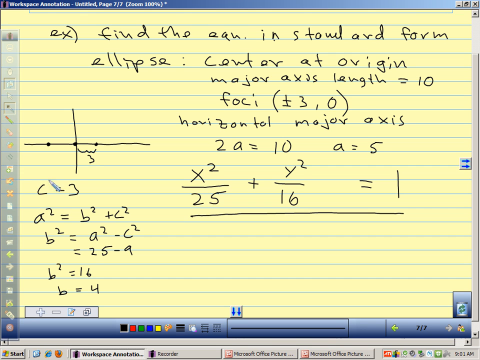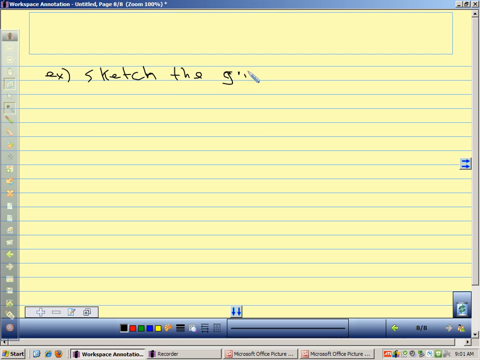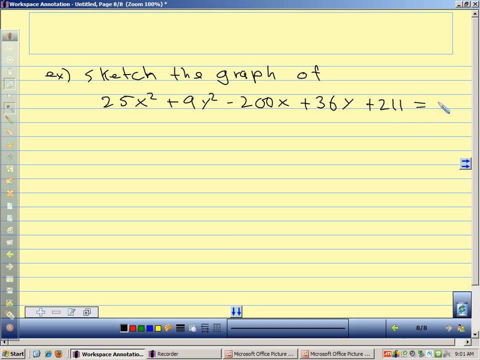All right, let's look at a last example, a little more complicated. We want to sketch the graph of 25x squared plus 9y squared minus 200x plus 36y plus 211 equals 0.